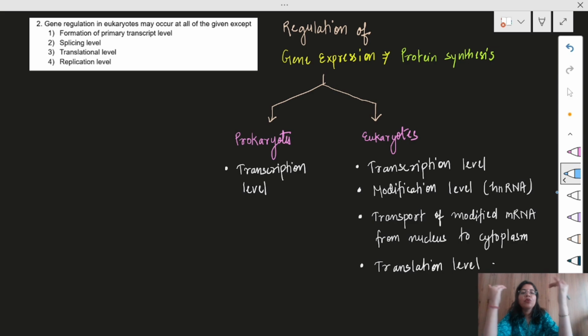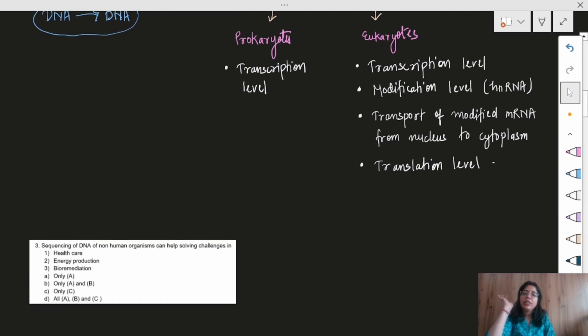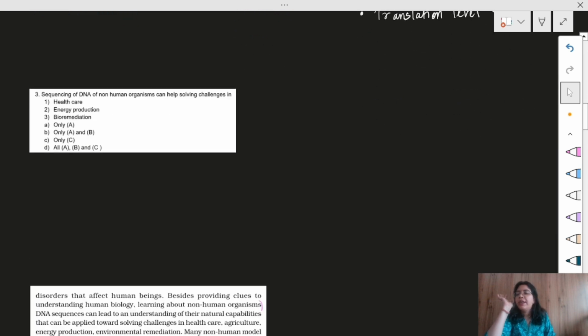So all of these things happen in both prokaryotes and eukaryotes, right? But in both cases, do you have any regulation at the replication level? No. Replication just means that from DNA you are making DNA, right? DNA alone can do anything in synthesis of protein? No, right? So this step you do not require, whether it is eukaryote or prokaryote. It is not needed for regulation of any kind of gene expression. Understood? Only these 4 in eukaryotes and only 1 in prokaryotes is needed.